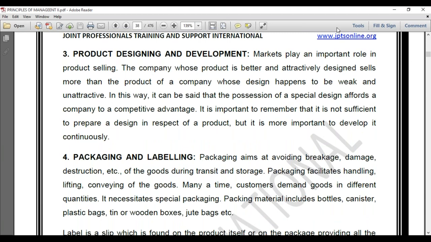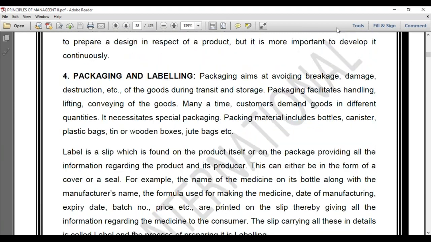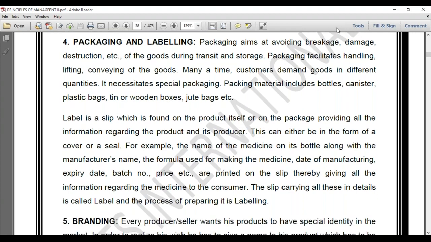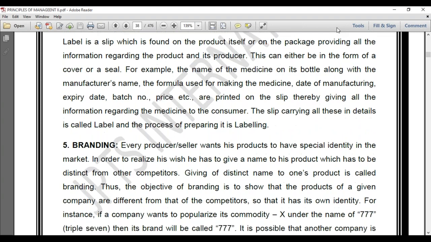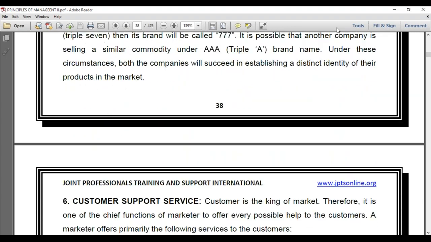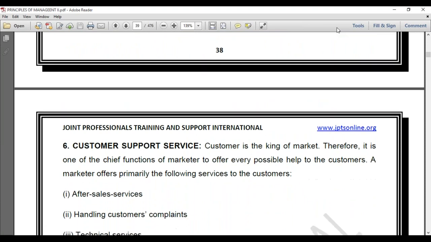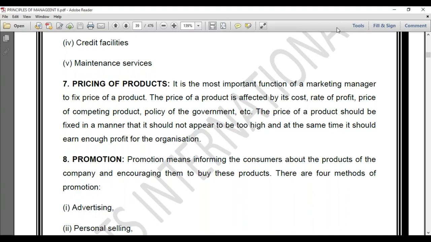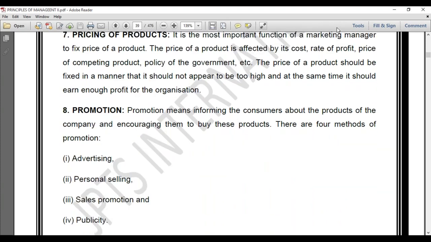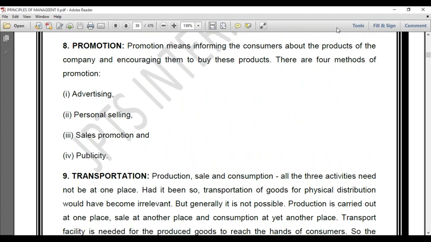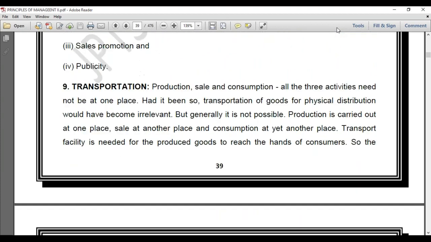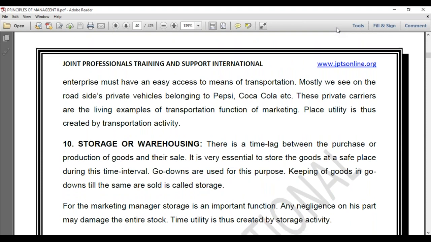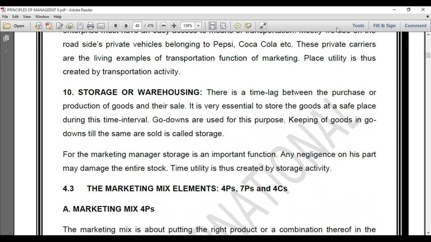We also have packaging and labeling. You package it in such a way it will look attractive. Label it with your name so that everybody that sees it will understand that this product is from your company. You also have branding, process of improving, and all that. Customer support service and others. Pricing of products, promotion, advertising, personal selling, sales promotion, publicity. Then you consider transportation, how you intend to move this product to various locations, storage and warehousing. How do you intend to keep it in a safe place?